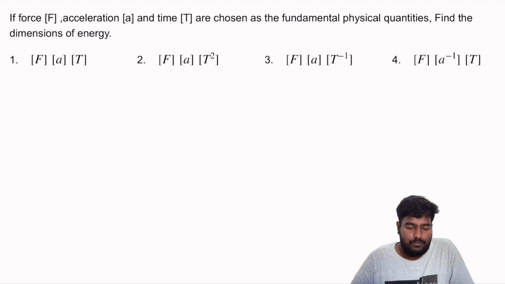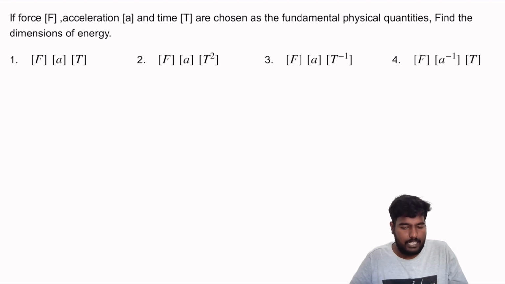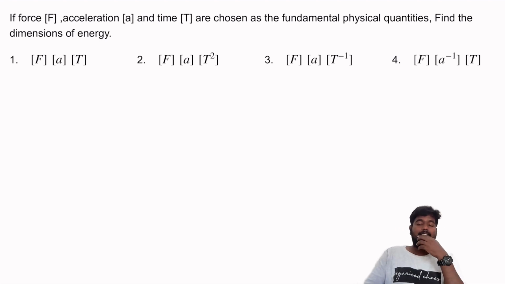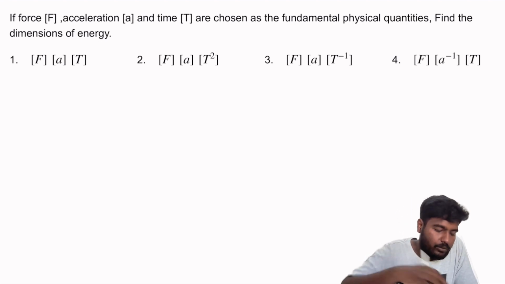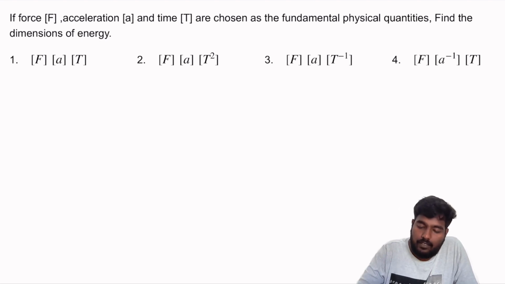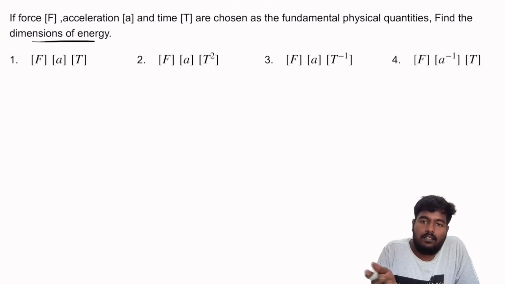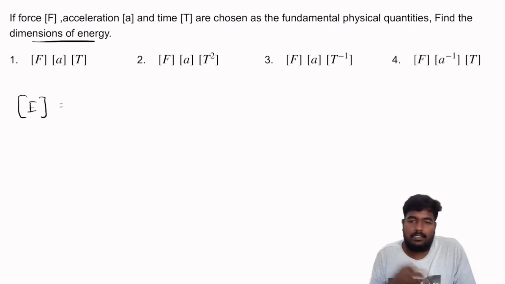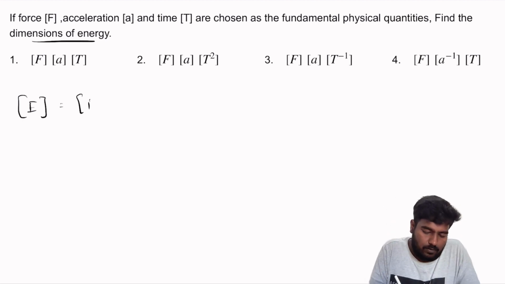Okay. If force, acceleration, and time are chosen as the fundamental physical quantities, find the dimension of energy. We already discussed this type of question, using formulas. There is one more method that you can use, the mathematical way of answering this question. The left side should have the dimension of energy. In the right side, some combination of these quantities: force, acceleration, and time.